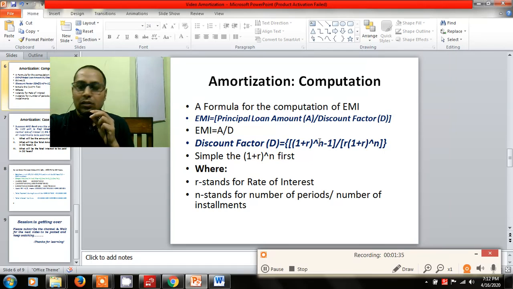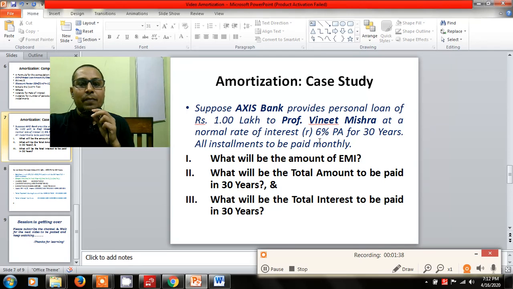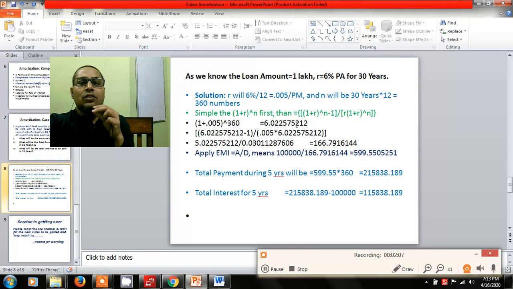So the case study is: suppose Axis Bank provides a personal loan of rupees 1 lakh to Professor Beneath Misra. Beneath Misra is the head of department for mechanical at Dronacharya Group of Institutions at Greater Noida. The normal rate of interest is 6% per annum for 30 years. All installments are to be paid monthly. So, as we know, the loan amount is 1 lakh, the rate of interest applicable by the banker is 6% per annum, and the loan is sanctioned for 30 years.